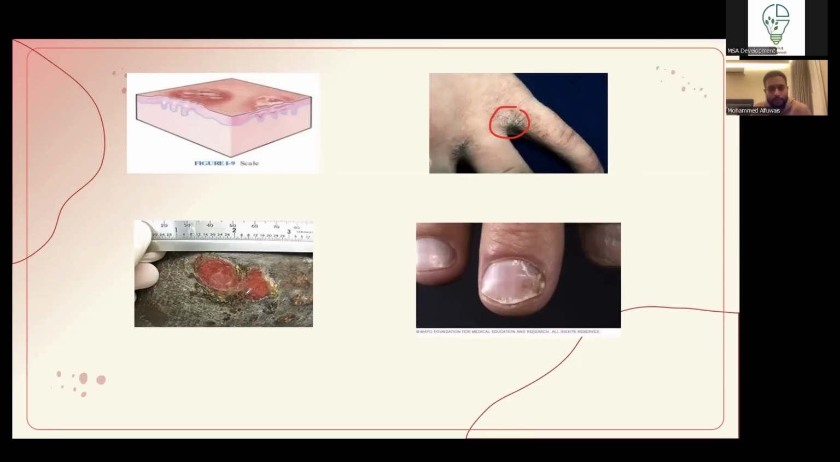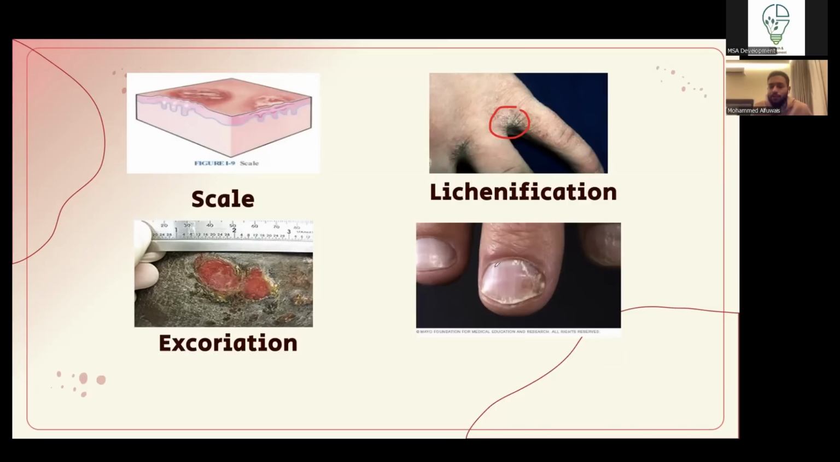Excoriation. Okay? Where it starts to show this red tissue, which is bleed. Now, what if you have this? What do we call the separation of the nail from the nail bed? Onycholysis. Good. Okay?